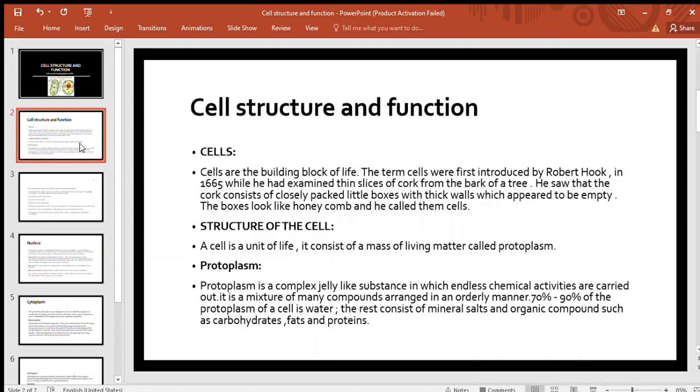The term cells was first introduced by a scientist, Robert Hooke, in 1665, while he examined thin slices of cork from the bark of a tree. He saw that the cork consists of closely packed little boxes with thick walls, which appear to be empty. These boxes look like a honeycomb, and he called them cells. So that was the discovery of the cell.